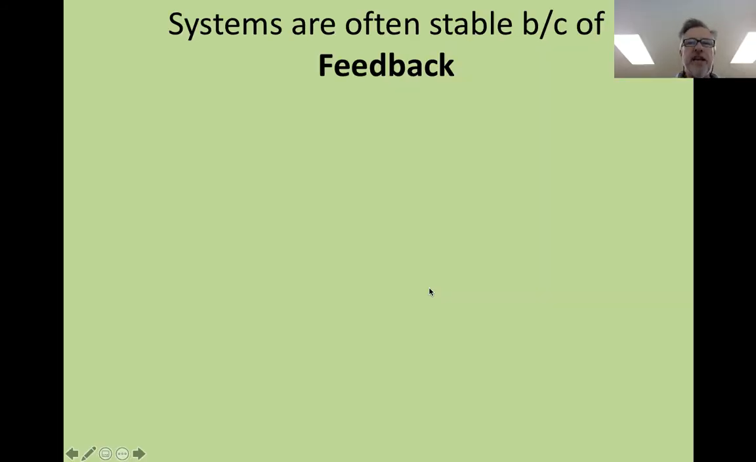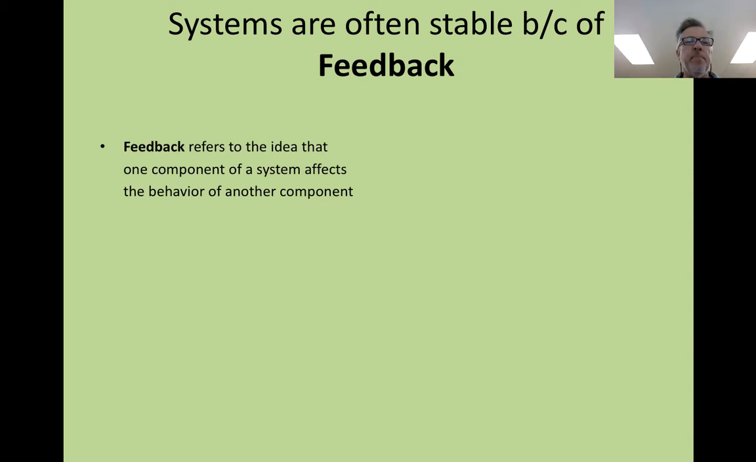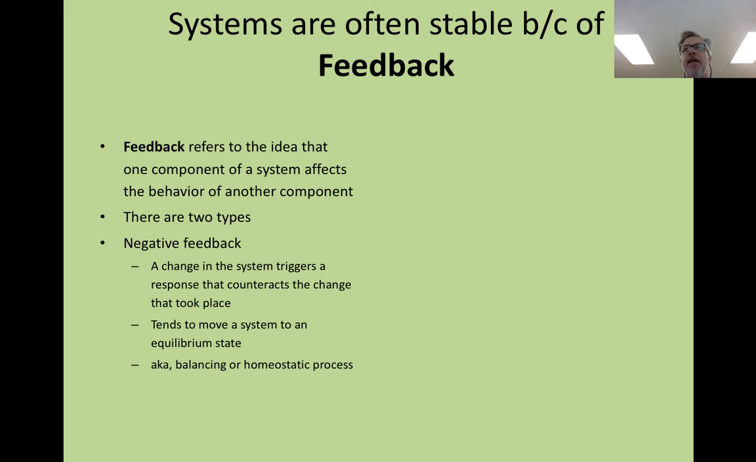Now, homeostasis is often maintained by a set of responses known as feedback. Generally speaking, we have two types of feedback. Feedback refers to the idea that one component of a system affects the behavior of another component of the system. As I said, there are two types. In negative feedback, a change in the system triggers a response that counteracts the change that took place in the first place. So negative feedback tends to move a system to an equilibrium state. Negative feedback is thus often called a balancing or a homeostatic process.